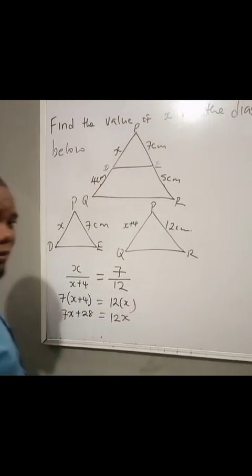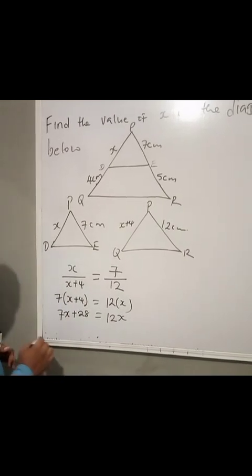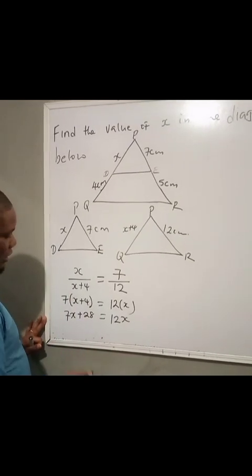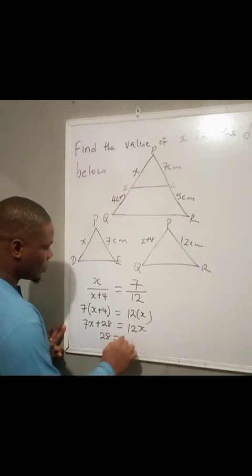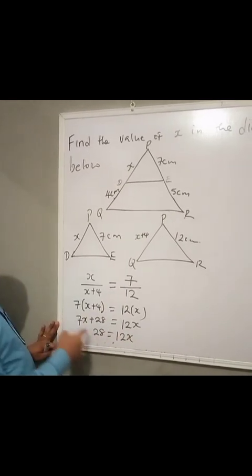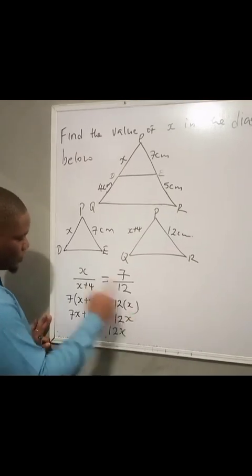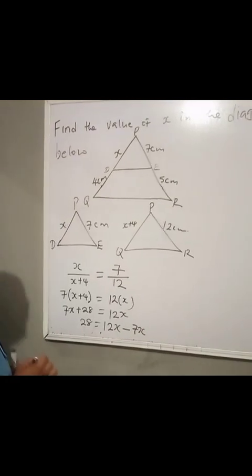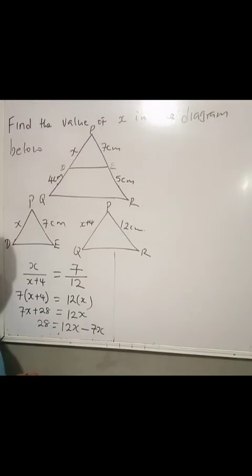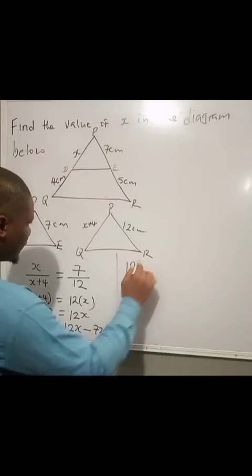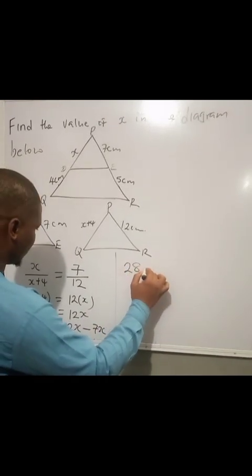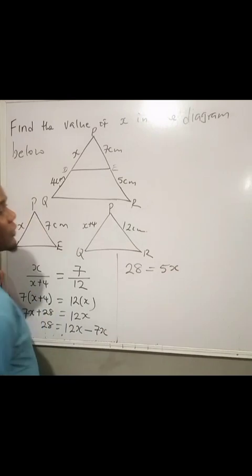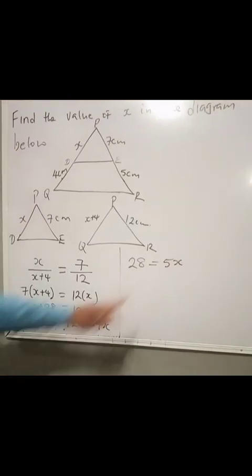12x. So the next thing I'll do is to collect my like terms. If I collect my like terms here, I can choose to say 28 is equal to 12x, since the like terms are this 7x and this 12x. I'll bring 7 here, which is 7x. So what I'll be having next will be 28 is equal to 12 minus 7, which will give me 5x. Good.